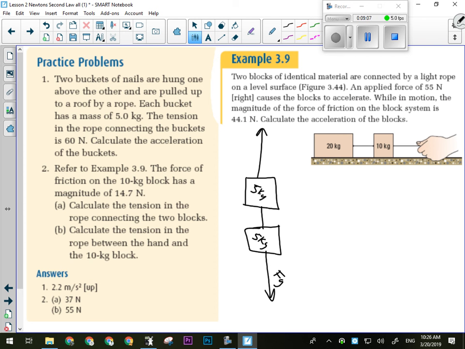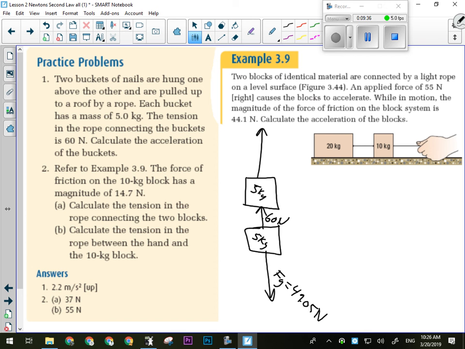Okay, so in this one, I want to break it up because it tells me that the tension in the rope connecting the buckets, that's this force, is 60 newtons. It doesn't tell me what this one is. I mean, I could assume it would be twice that, but I don't know that for sure. Okay, so I know this force is 60 newtons. Can I calculate this force? Yes, I can. It's the force of gravity, and it's going to be 5 times 9.81, which will be 49.05 newtons. Okay, can I calculate the net force on the bottom bucket?